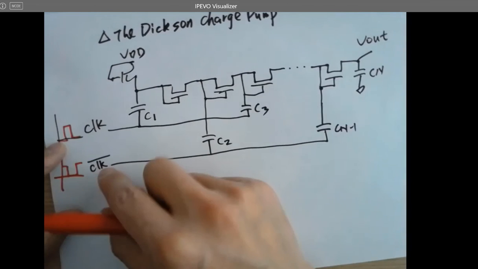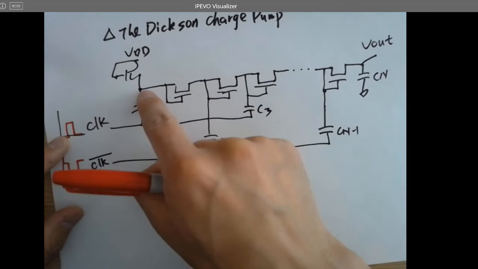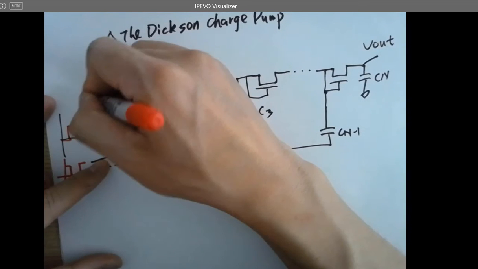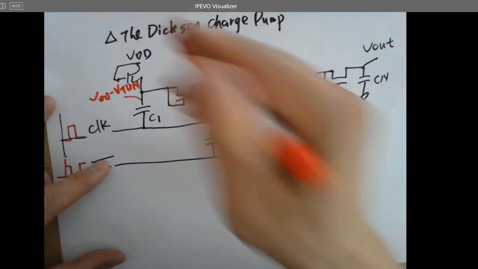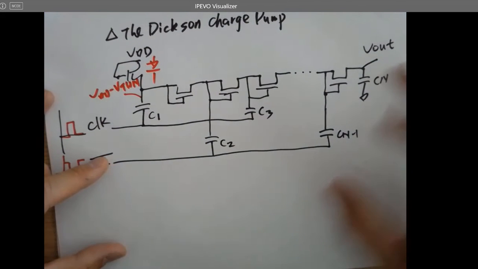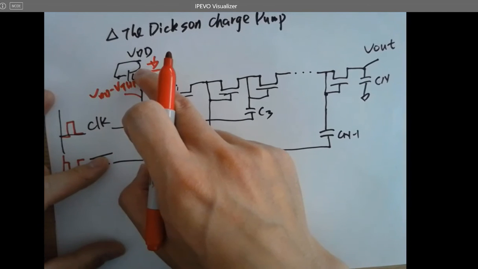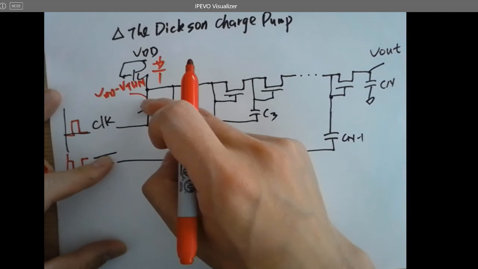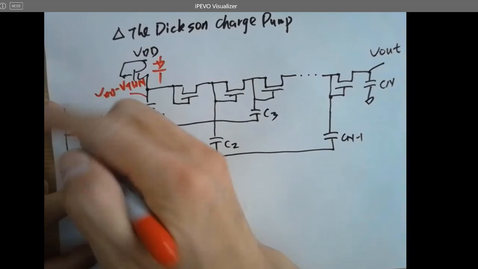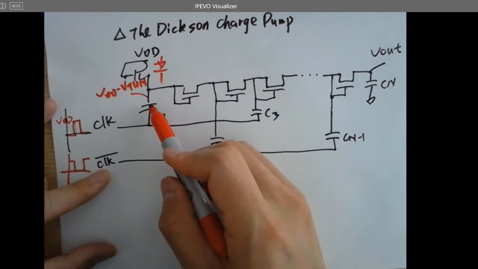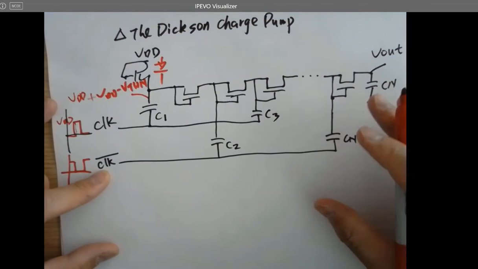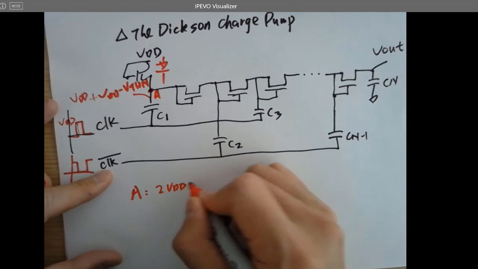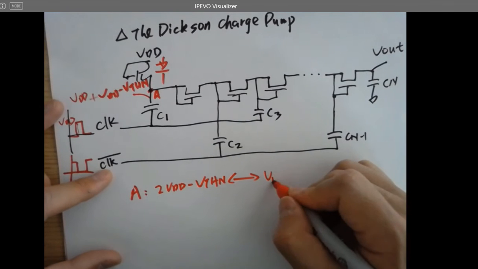So what's the voltage here after the first cycle? VDD minus VTHN, right? Because it's a diode. Whenever it's higher than VDD minus VTHN, the channel is off. So it cannot directly go up to VDD because there's a threshold voltage drop across this NMOS. And whenever this is VDD, it's just adding VDD to it. Right? So the voltage here at A is going to swing from 2 VDD minus VTHN and VDD minus VTHN.